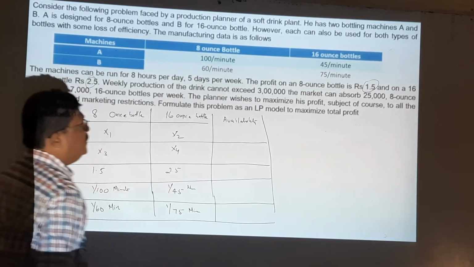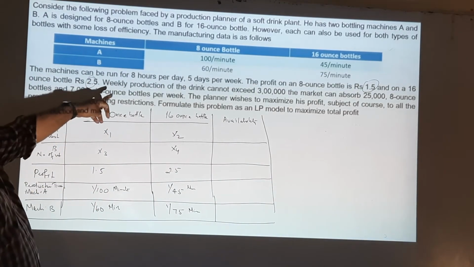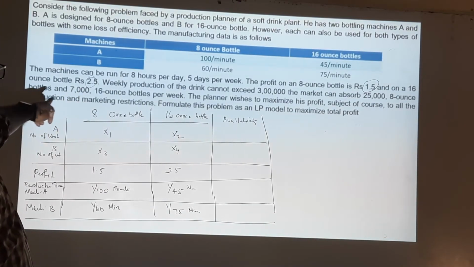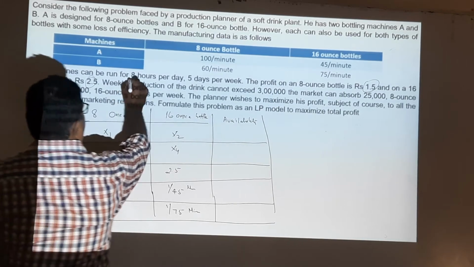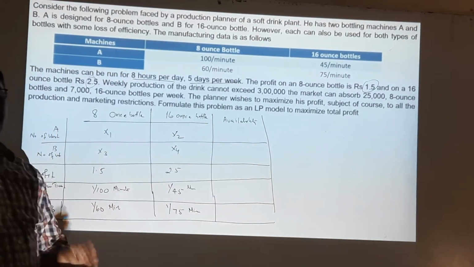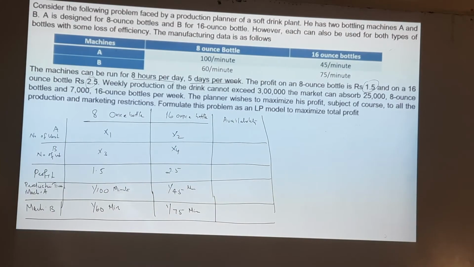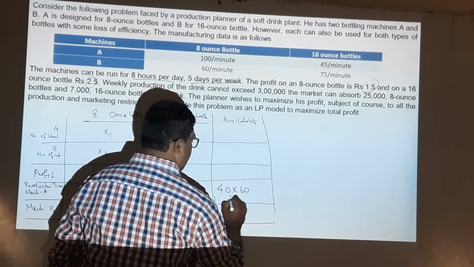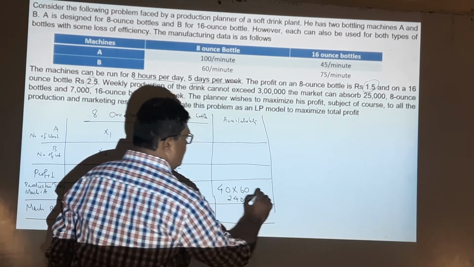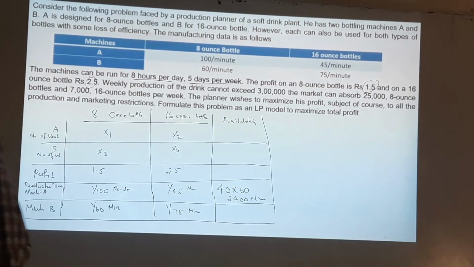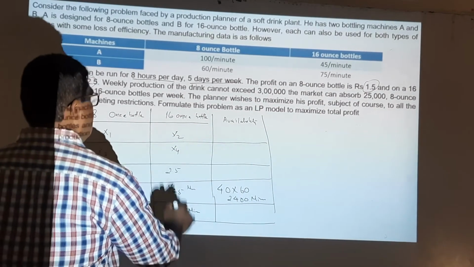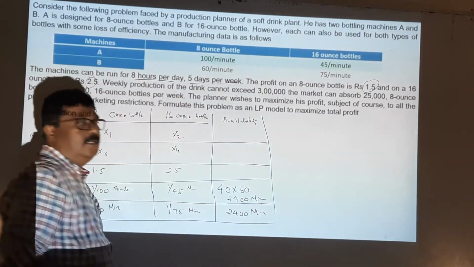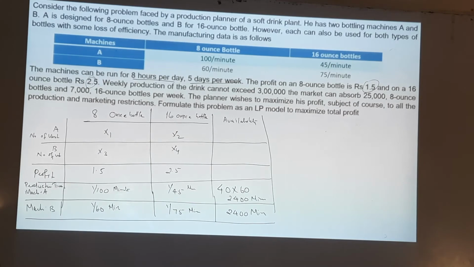And availability is given. Eight hours per day, 5 days per week. So we have a schedule of 5 days, so it is 40 hours, and this is in minutes. So 40 into 60 is equal to 2400 minutes, because on both sides of the equation you should have the same unit. You agree with me? Here it is also the same, correct? 2400 minutes, because both machines work for the same time during the week.